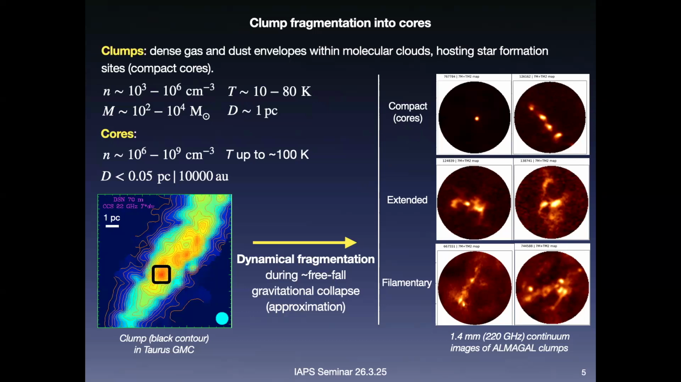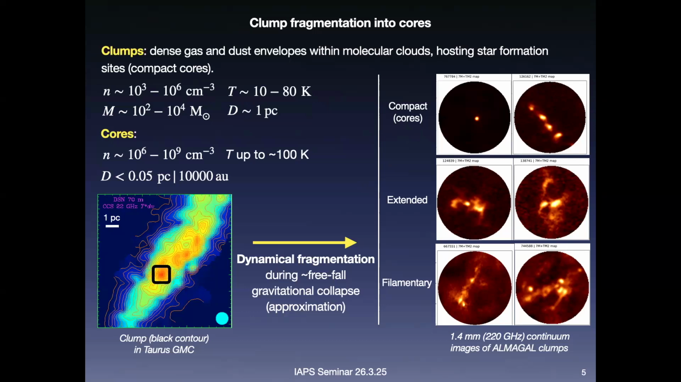Regarding the cores, instead, we reach, of course, higher densities that can reach up to 10^9 per cubic centimeter, and also higher temperatures, up to 100 kelvins, and even more in more extreme local conditions. And the typical scales are of a few thousand AU.